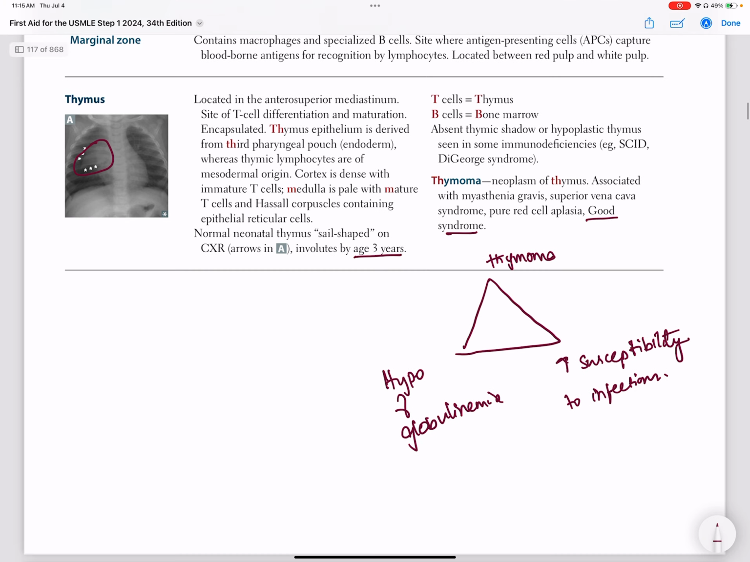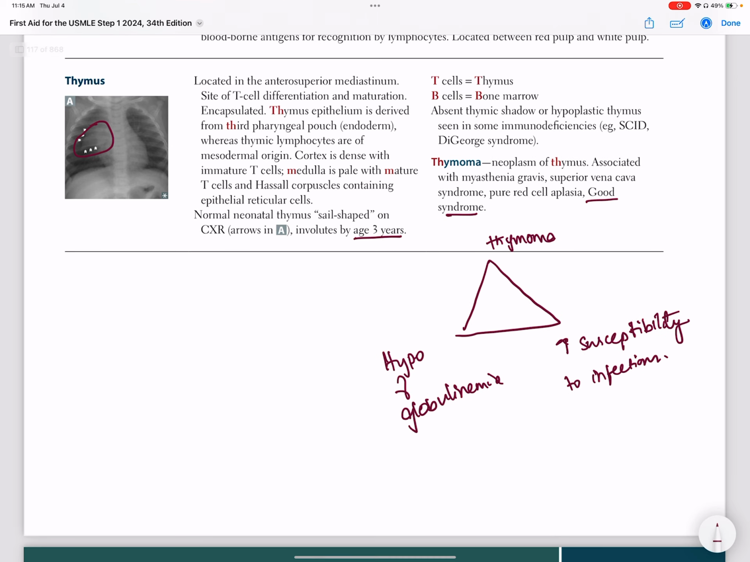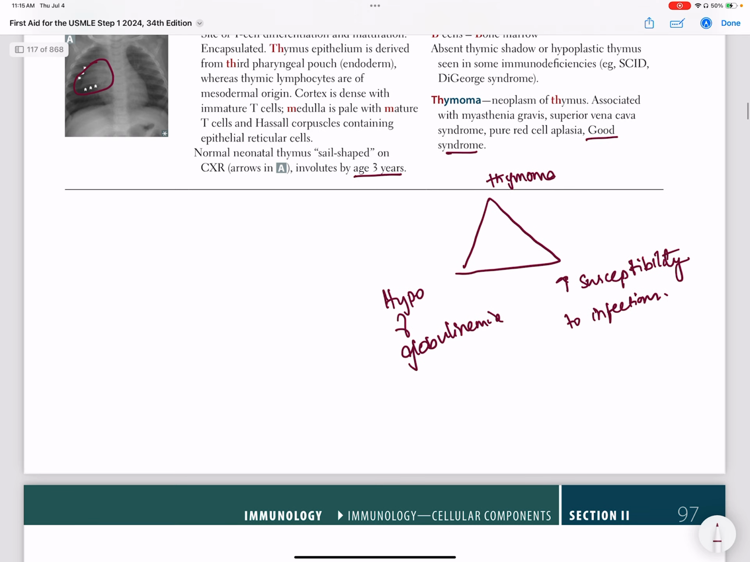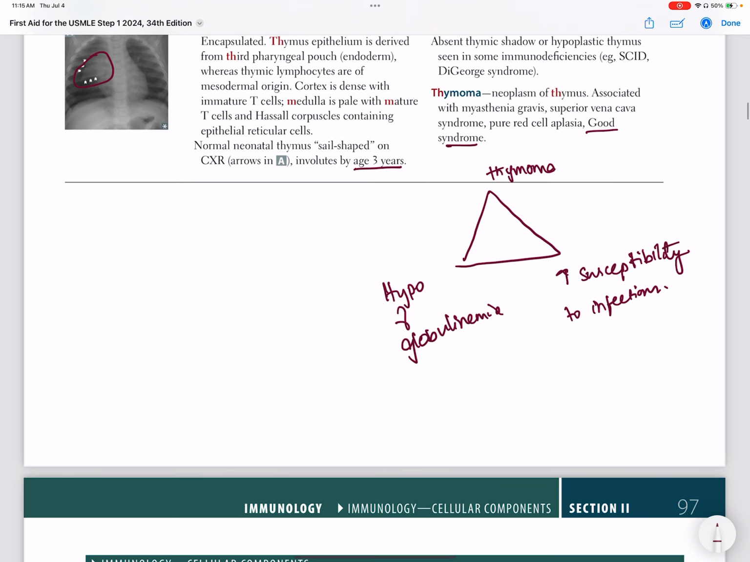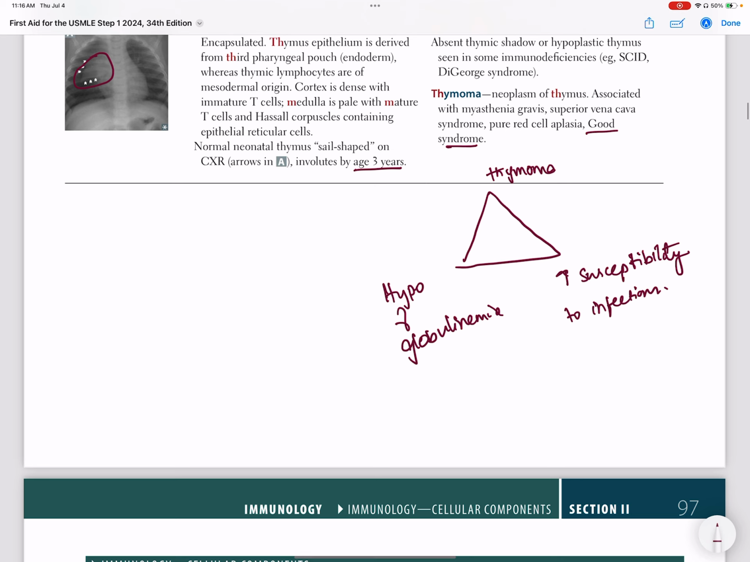Thymus is located in the anterior superior mediastinum. It is the site of T cell differentiation and maturation, and it is encapsulated. Thymus epithelium is derived from the third pharyngeal pouch endoderm, whereas thymic lymphocytes are of mesodermal origin. Cortex is dense with immature T cells. Medulla is pale with mature T cells.